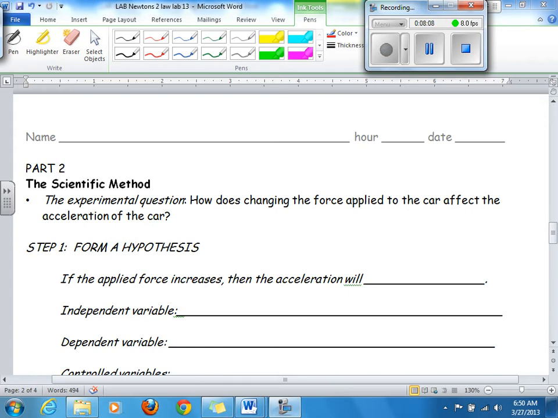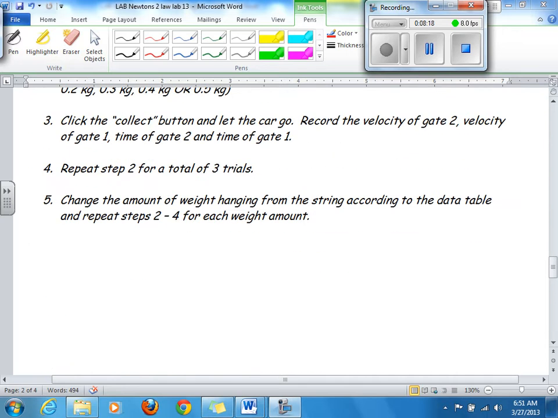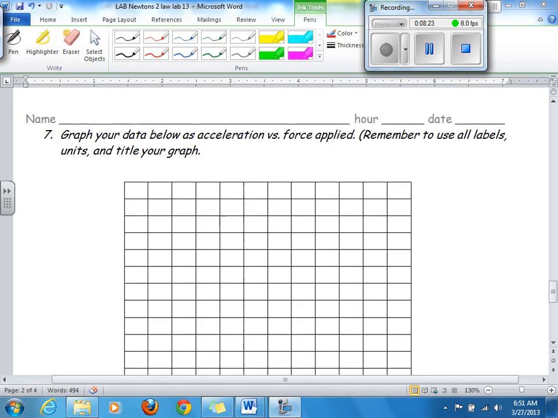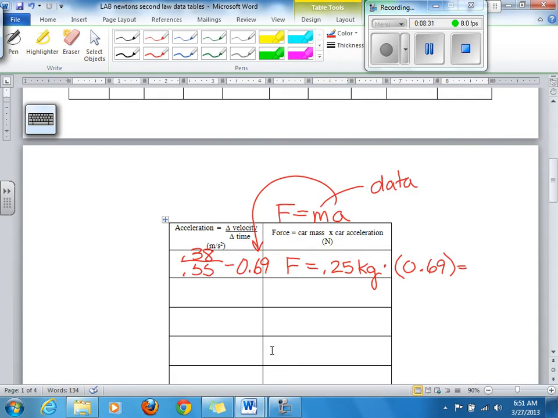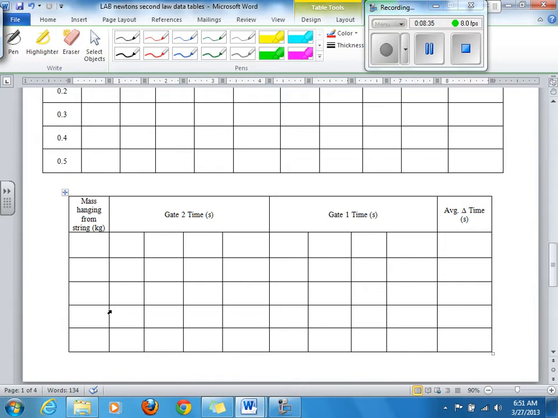Part 2 is going to be very, very similar, okay? Remember, we didn't get in there and do the independent variable, dependent variable. You guys are great at that. Go ahead and fill that out for us, okay? So you'll find, again, you'll want to do your graph on the back, but this time we've got acceleration versus force applied. So if you look at your data table, remember how we're going to go here. This is part 2 data. Very, very much the same way.